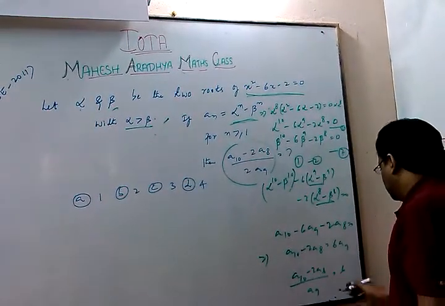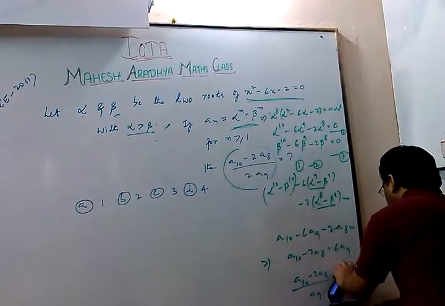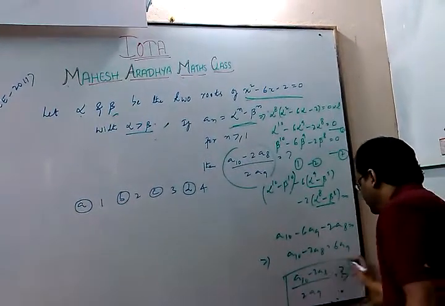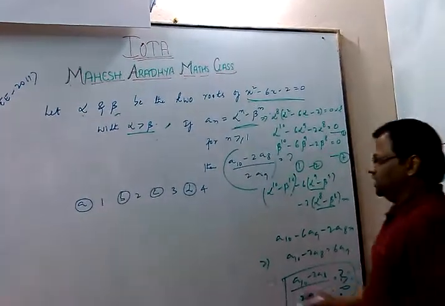Here they say 2, so what I'll do is 2 into 3. That means 2 is cross multiplied here. So the final answer is 3. This is the actual method. So the final answer is 3.